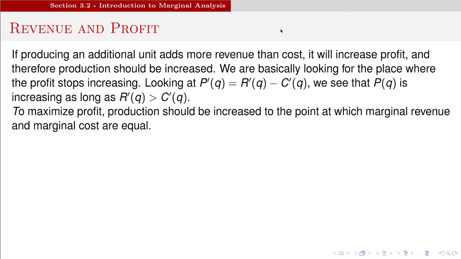So to maximize profit, what we want to do is increase production to the point that marginal revenue and marginal cost are equal. Because if we go beyond that point where marginal cost becomes greater than marginal revenue, then we start losing money. So we essentially want to produce up to the point where the two are equal.